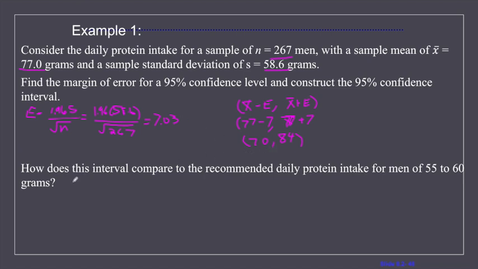So how does this confidence interval compare to the recommended daily protein intake of men? That interval is supposed to be 55 to 60 grams. How does this compare? Well, you could say that it's a much wider interval. You could also say our values are much higher than the recommended dose of daily protein intake for men.